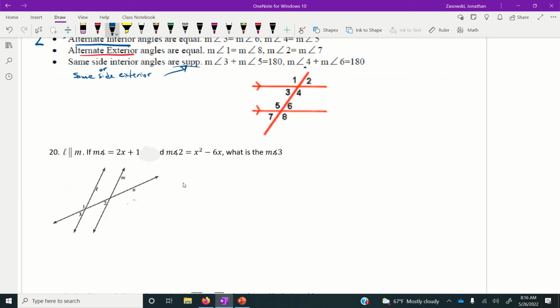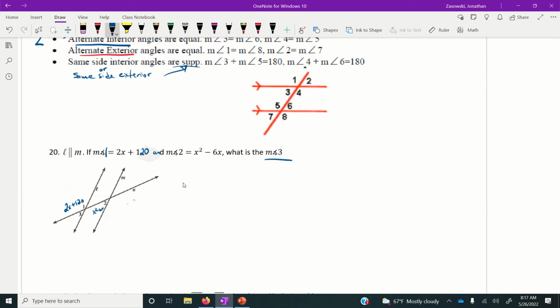If angle 1 is 2x plus 120, and angle 2 is x squared minus 6x, what is the measure of angle 3? So angle 1, and the way that I like to do it is I like to label the question, what it's giving me for the angle measure, on the diagram, so I can really get an idea of what angle we're referring to. All right, and then angle 2 is here. It's x squared minus 6x.